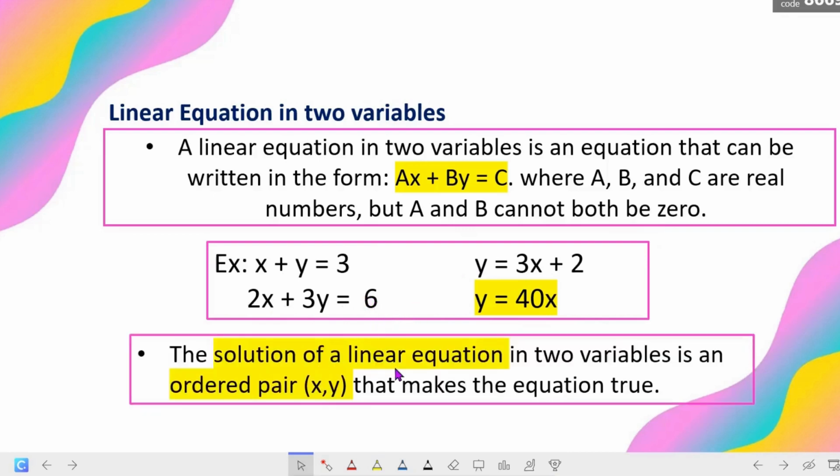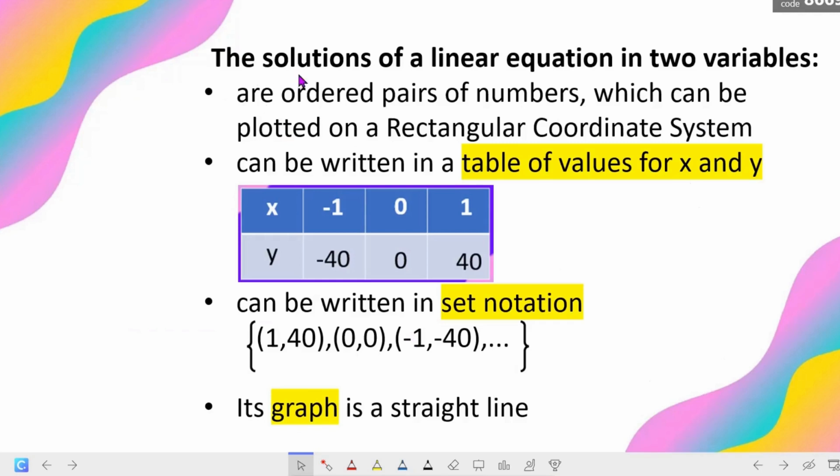The solution of a linear equation in two variables is an ordered pair denoted by (x, y) that makes the equation true. So the solutions of a linear equation in two variables are ordered pairs of numbers which can be plotted on a rectangular coordinate system.